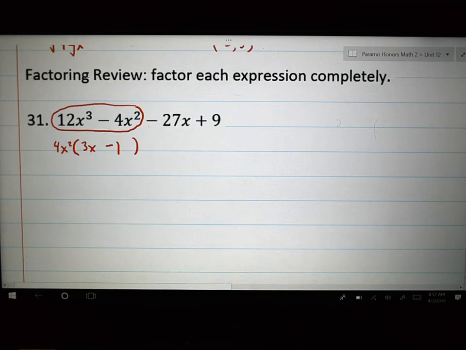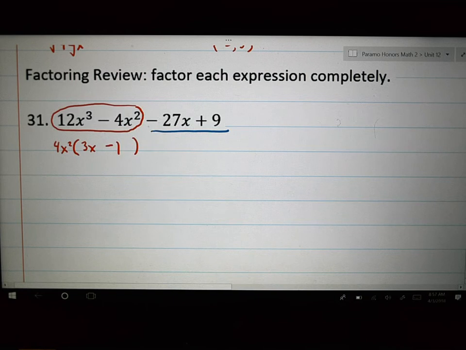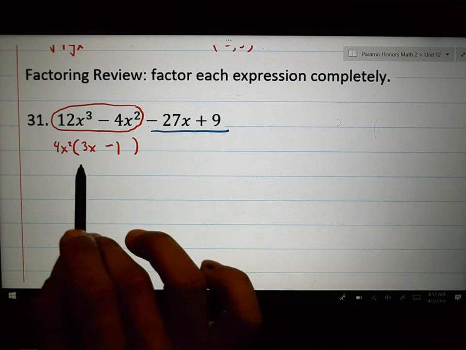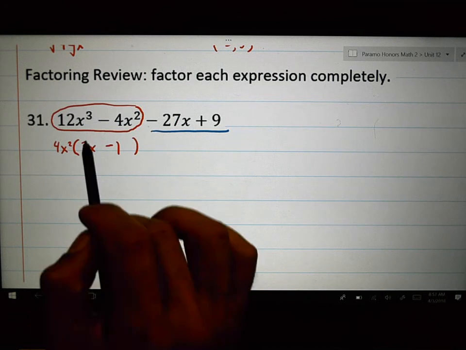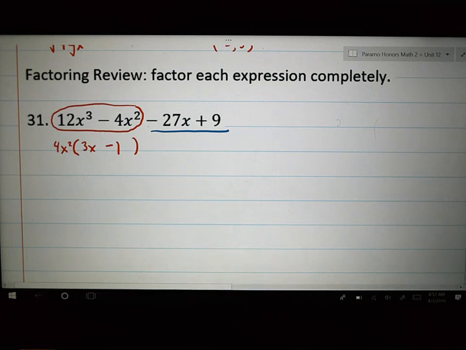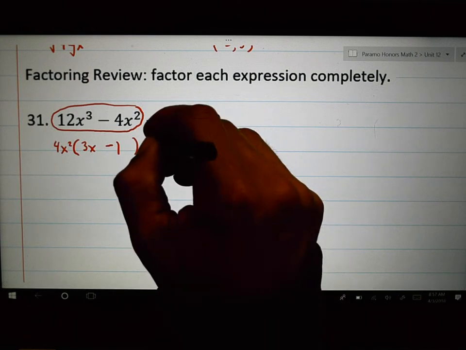Is there a GCF out of terms 3 and 4? What is the GCF? I'm not just going to use 9 because I don't think that would make things match. I want 3x minus 1 to be left over. I want the parentheses to match up out of this blue piece. What if I factored out a negative 9? Let's try that.